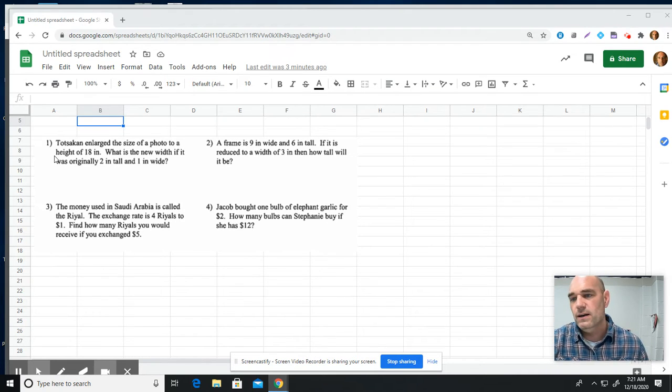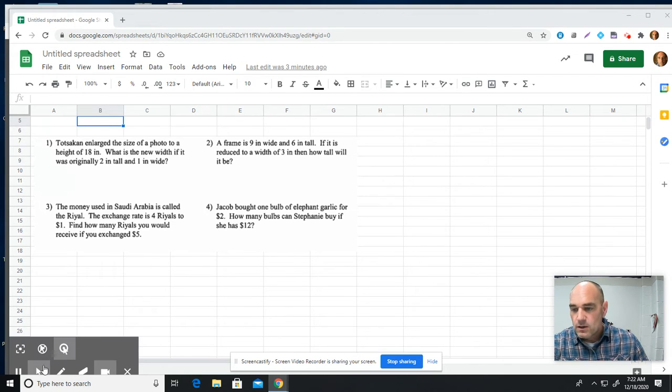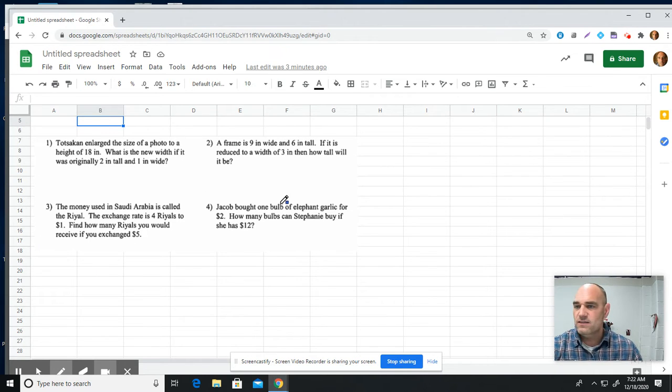So question number one: Tatsaken enlarged the size of a photo to a height of 18 inches. What is the new width if it was originally 2 inches tall and 1 inch wide? All right, so here's what we talked about in class yesterday, and this is the way I want all these problems done, and this is the work they have to show.